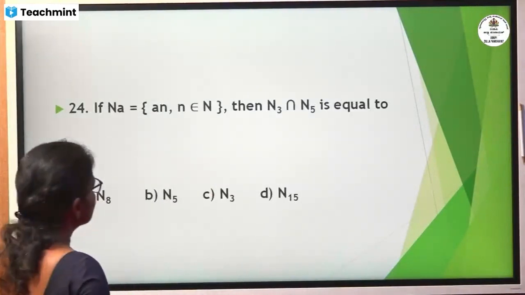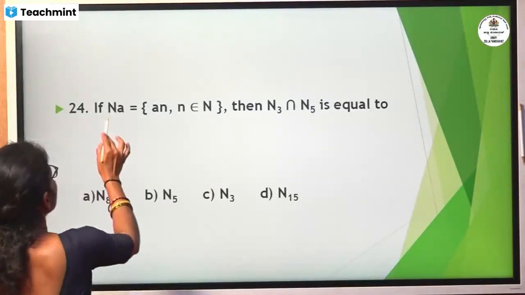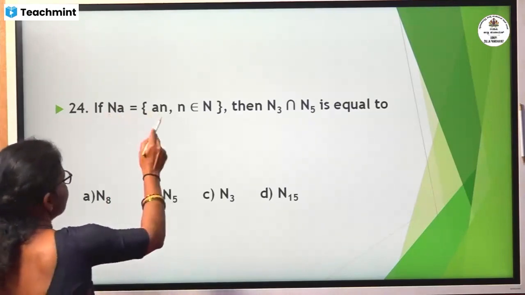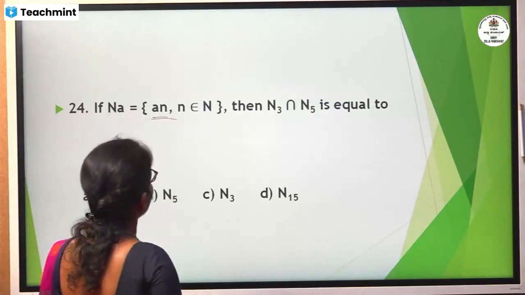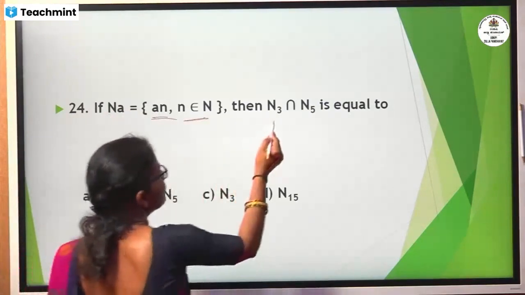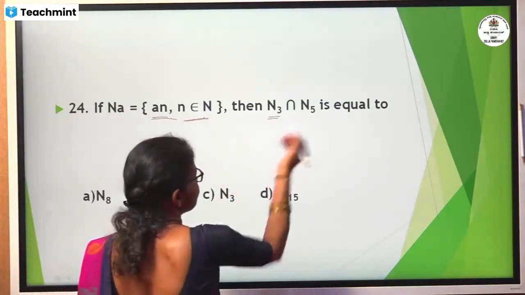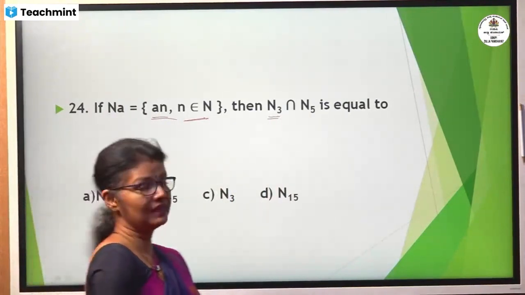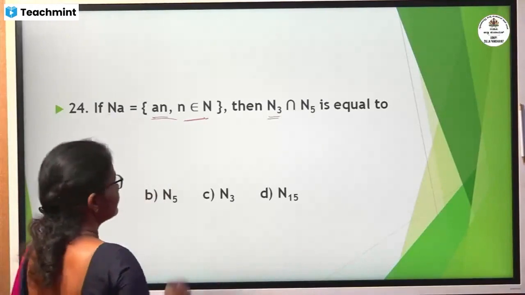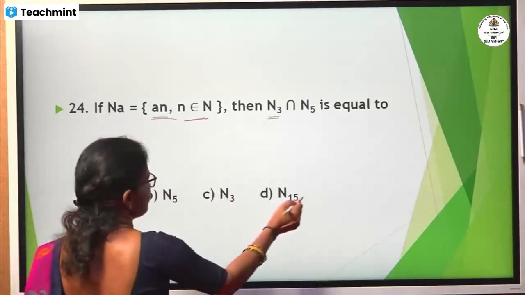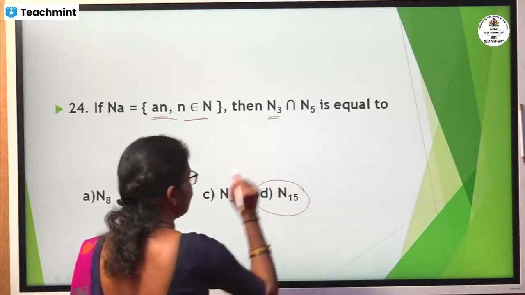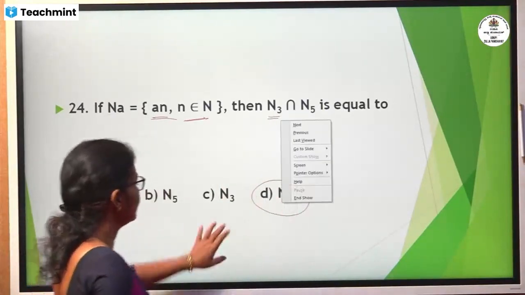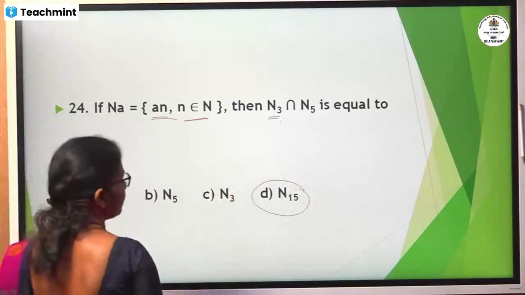Next question. This we have solved already. There we have used numbers. So NA is a set containing elements of the form n, where n belongs to N. N3 intersection N5 is needed. In the previous case, we used N7 and N3. Now it is N3 and N5. If you take the intersection of that, the set contains elements of the form N15. So option D holds good.